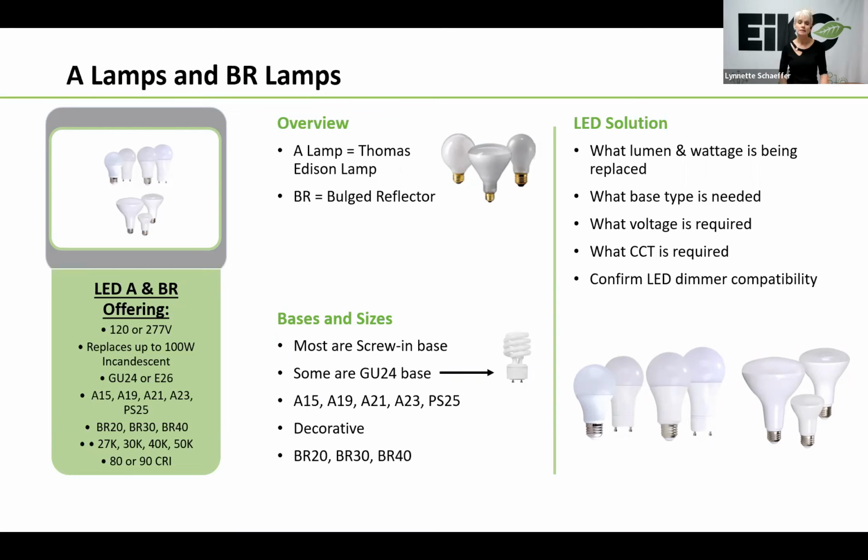Now, you can easily replace A lamps and BR lamps, both screw-in and twist-lock, with LEDs, but when upgrading, it's important to know what lumen and wattage package you need, what's being replaced, right? So you can determine the right LED output and the right LED lumen package. You also need to know what the base type is, the voltage, the CCT, and additionally determine if the lamps need to be dimmed, just as we talked about in the previous slides.